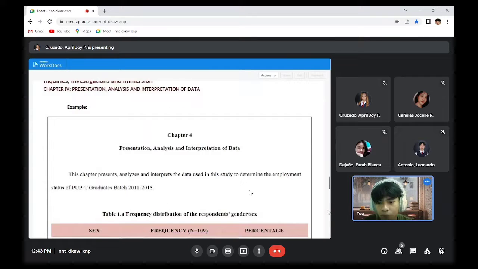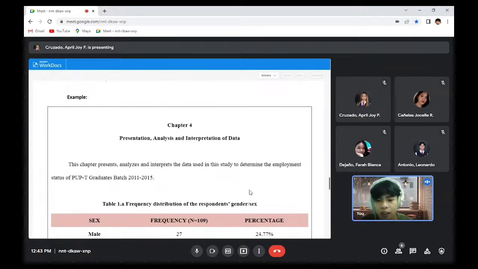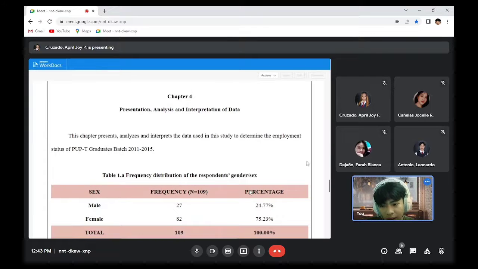Here's the example in interpreting the data. Chapter 4. Presentation, Analysis, and Interpretation of Data. This chapter represents analysis and interprets the data used in this study to determine the employment status of PUP T graduate batch 2011-2015.